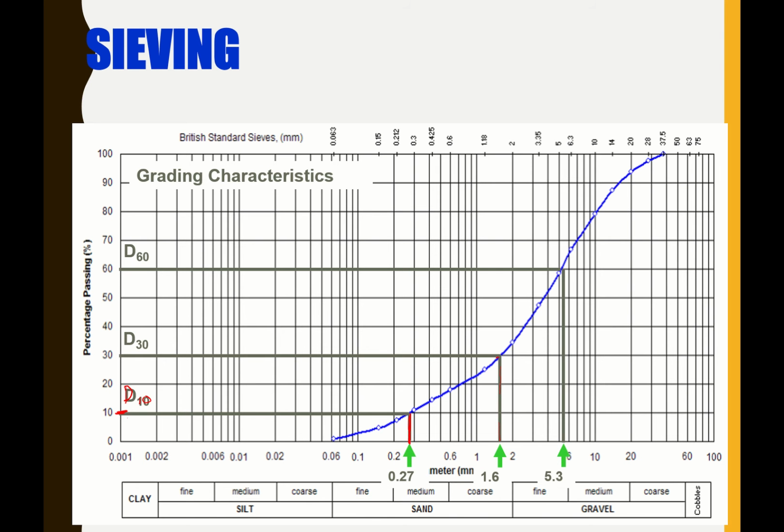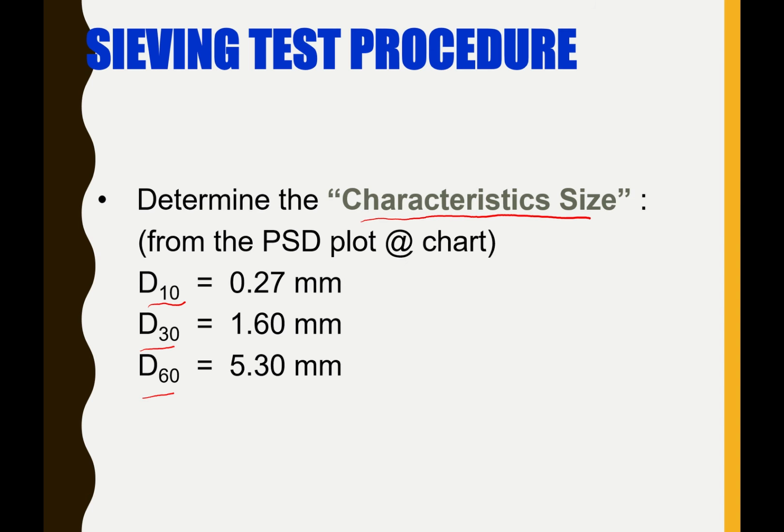Next we need to find the size of particle at 60% of this soil curve. The same thing: draw a horizontal line, find the intersection with your curve, draw the vertical line, and then read the soil particle size. In this case it is 5.3. So for 60%, D60 is equal to 5.30 mm.